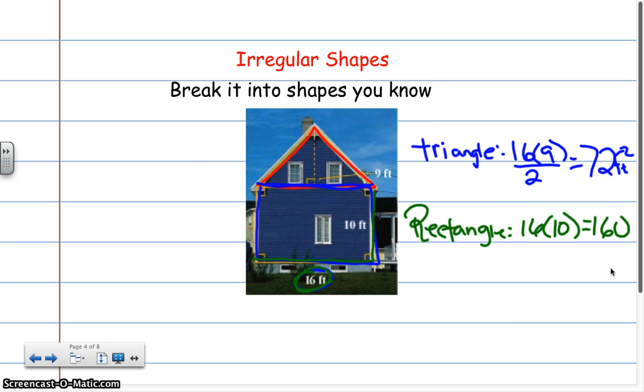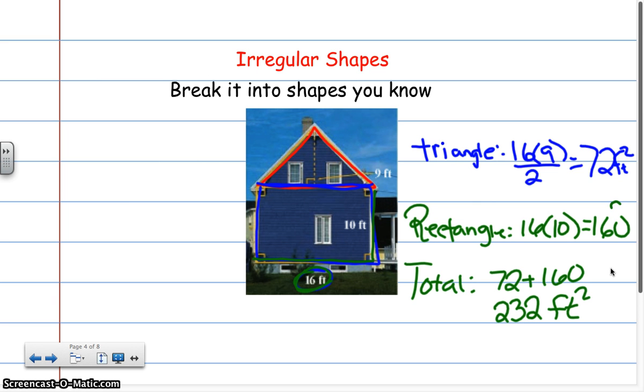So my total area, I add them up. I add the top part of my house, 72, plus 160, 232. Don't forget your units, feet squared. I know I stink at remembering my units. Don't be like me, okay? Remember your units. Does that make sense? You'll be asked to do that, okay? Not too much, but you will be asked.